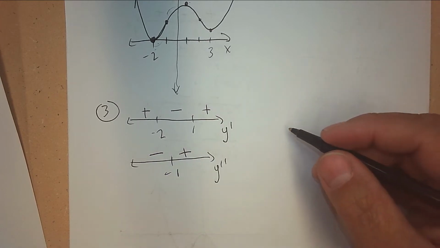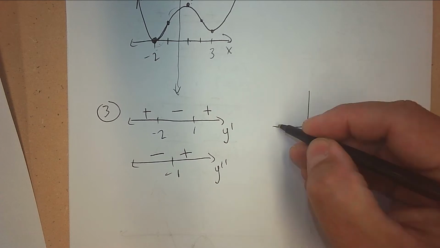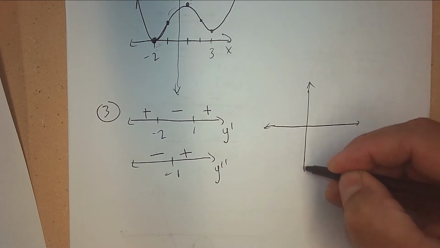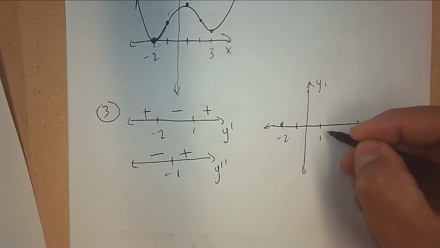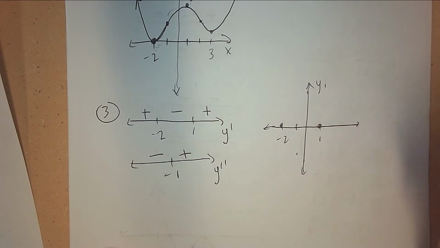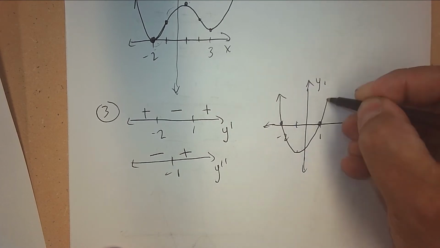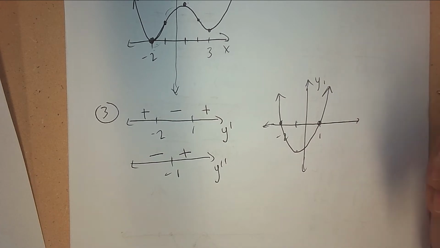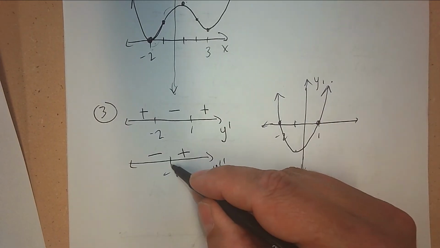And so what would the graphs look like then? Let's start with y prime. Negative 2 and positive 1 are intercepts then. At negative 1 approximately, there's a point of inflection. That's going to be like the bottom, the vertex. The first derivative goes with the point of inflection.